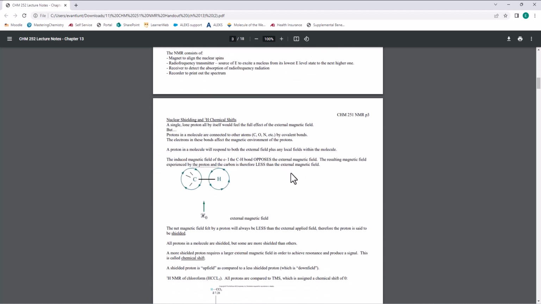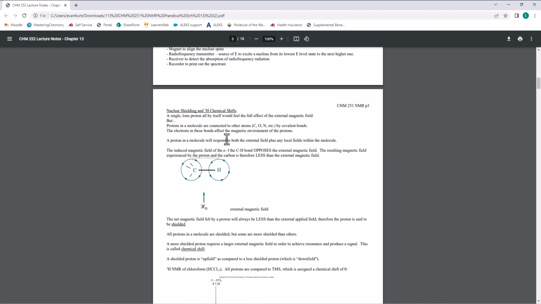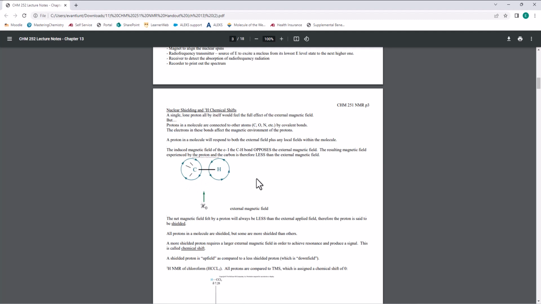This is all described in your lab briefings folder if you want to read along with this. If we just put a proton in a magnetic field, it would feel the total extent of the magnetic field. But as soon as we start attaching other atoms to that proton, it's going to affect the magnetic environment of that proton. So it responds to both the external field and the fields around it.